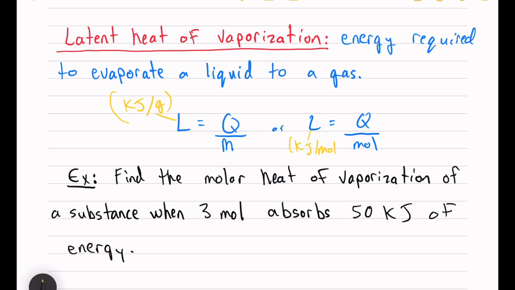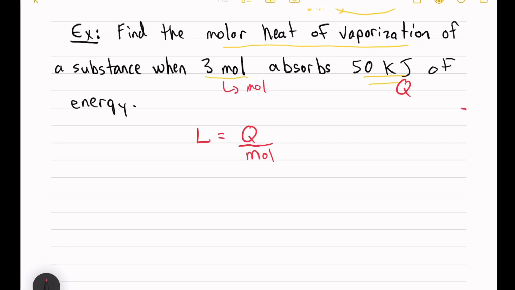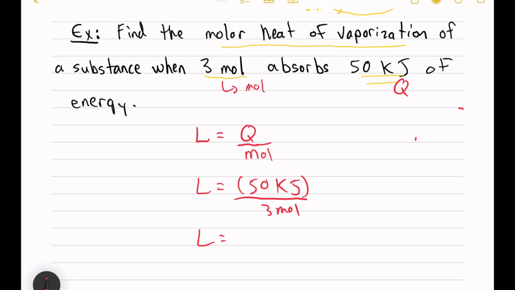And so the first question here says, find the molar heat of vaporization of a substance when 3 moles absorbs 50 kilojoules of energy. So we know that we're going to end up using this formula. Well, once we identify our variables here, we just simply use the formula, the molar heat of vaporization, which is the heat over the moles of the substance. And then we're solving for the L. In this case, it's going to be 50 kilojoules divided by the 3 moles of the substance. When you plug that in your calculator, you end up getting a value of roughly 17 kilojoules per mole.